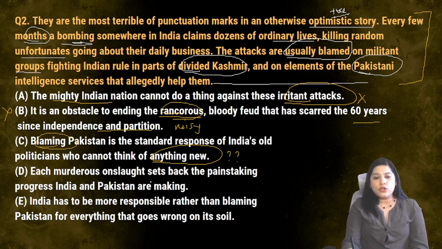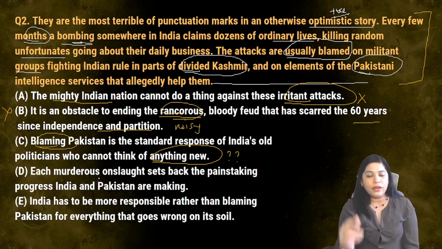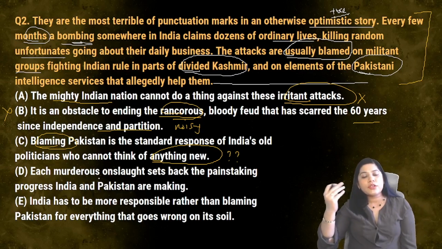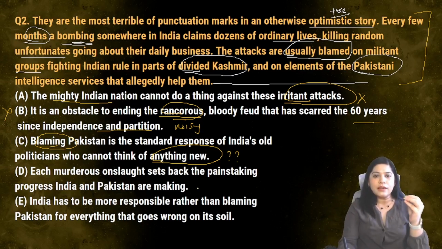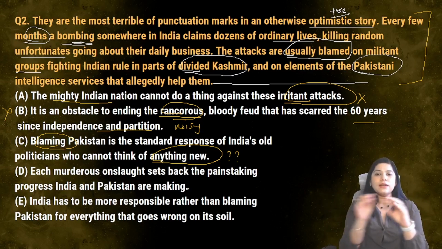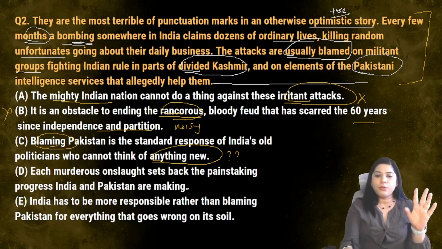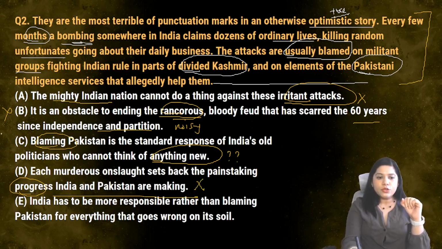Each murderous onslaught sets back the painstaking progress India and Pakistan are making. So whenever such bombing happens, we just go back to square one, right? Again, same with option B. It's not about our relation with Pakistan currently. We have a problem going on and we blame it on Pakistan, right? Our divided Kashmir, that's the point. So our relation, progress, whatever India Pakistan are making, that's not the point. So right now we have option C maybe or option E. Let's read.